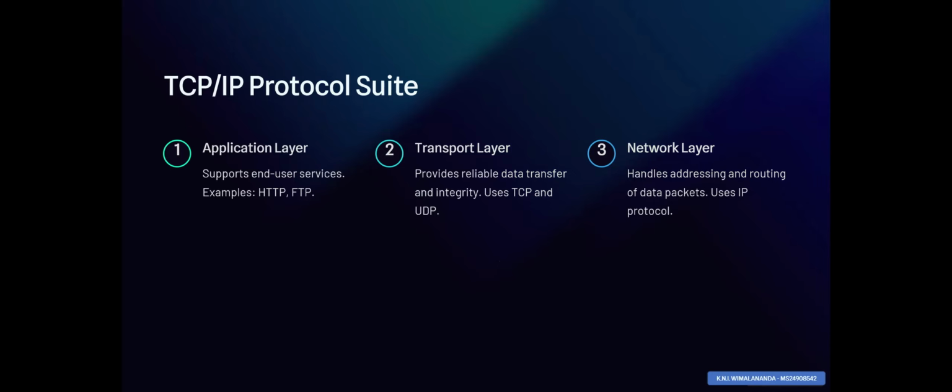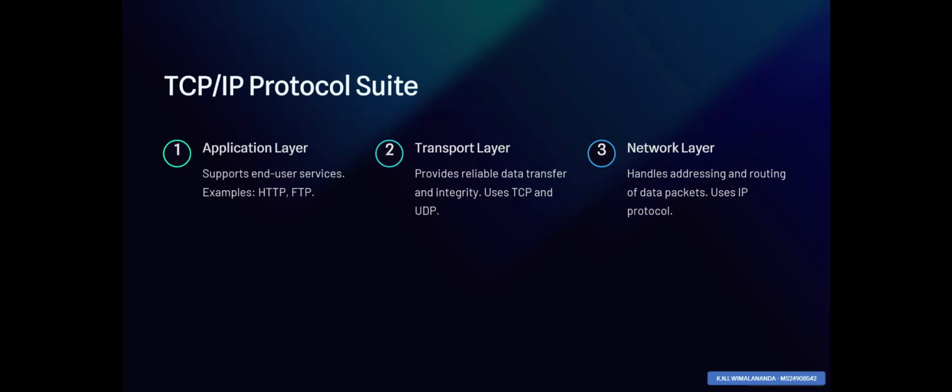So the application layer provides services directly to end users such as web browsing and email. The transport layer ensures reliable data delivery between endpoints. The network layer handles addressing and routing packets across networks. The data link layer controls access to the physical medium. The physical layer manages the actual transmission of raw bits.